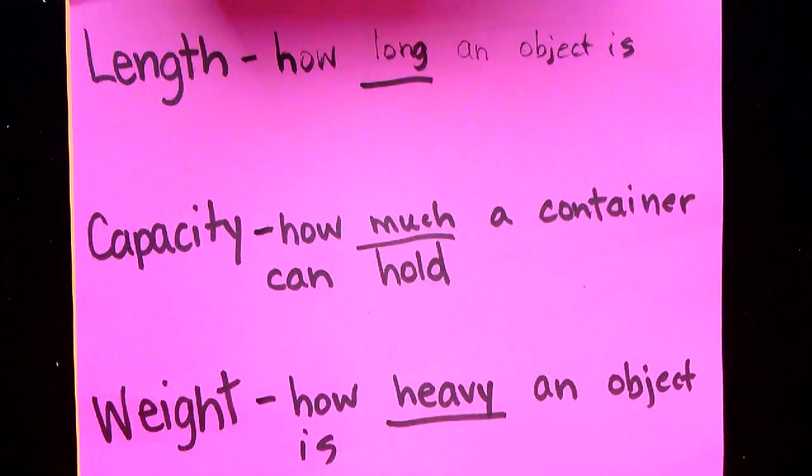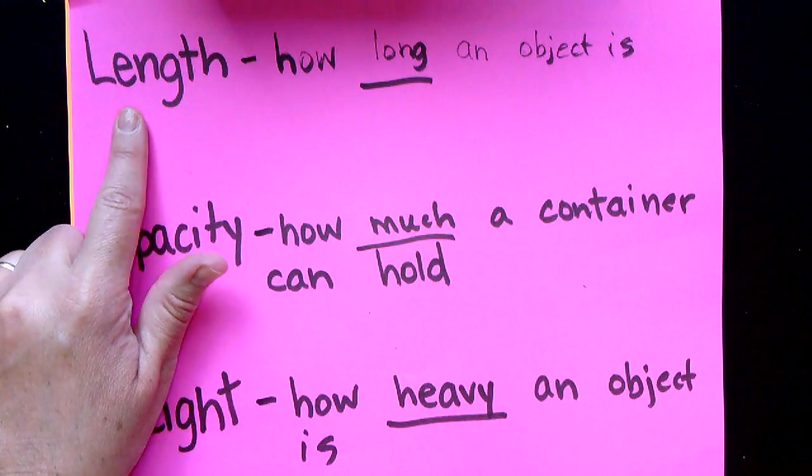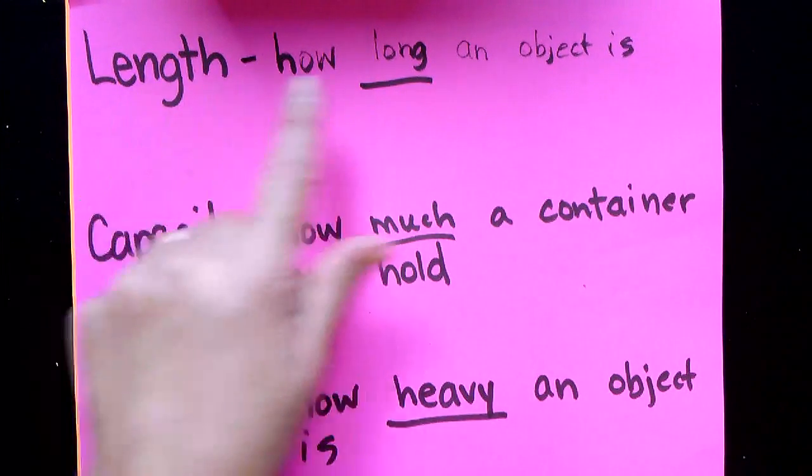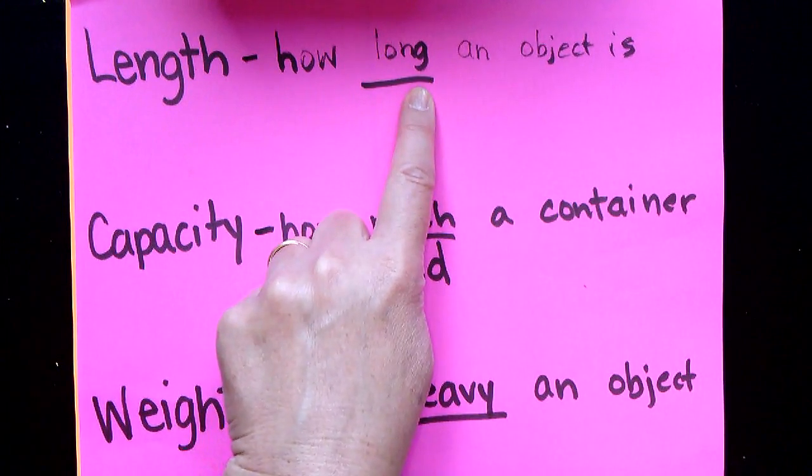This week, we're going to be talking about three big words, and I want to tell you what they are before we start learning about them. We're going to be learning about the word length. The word length means how long an object is.